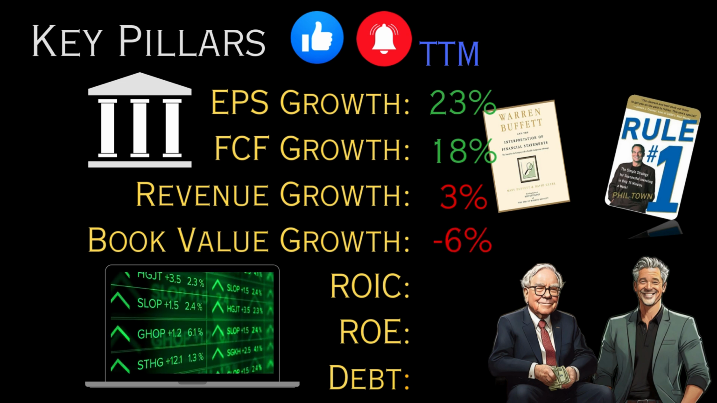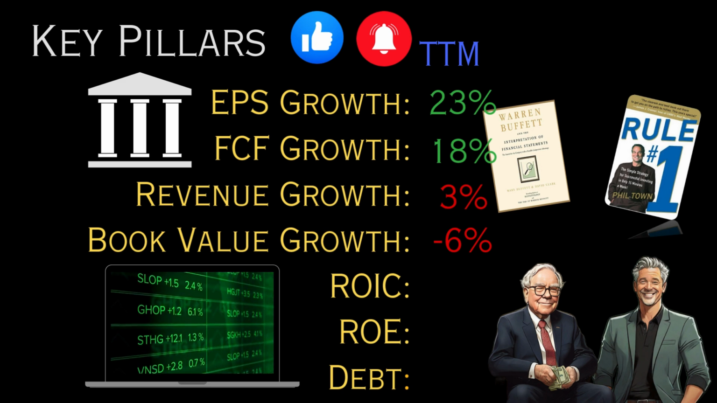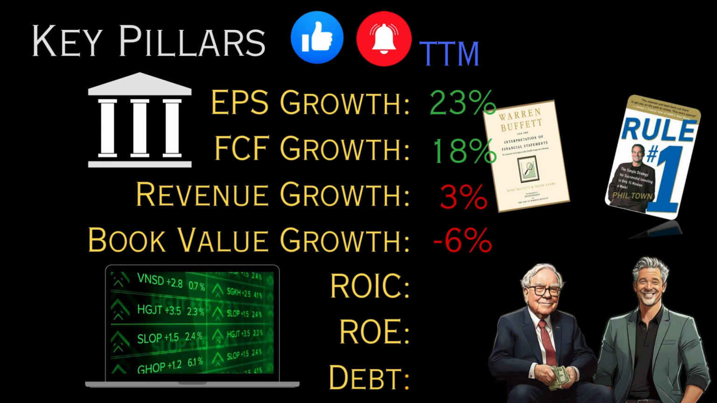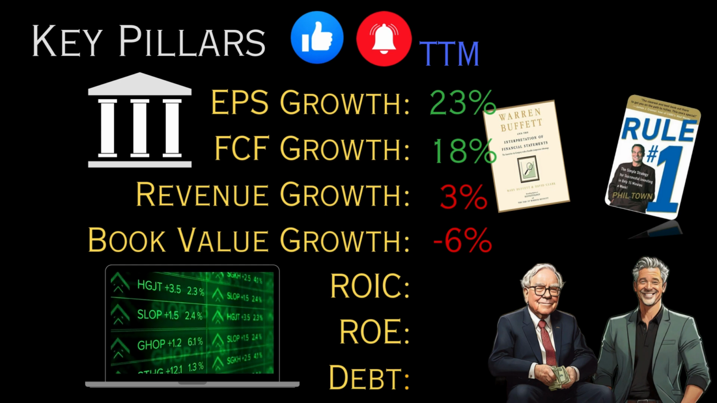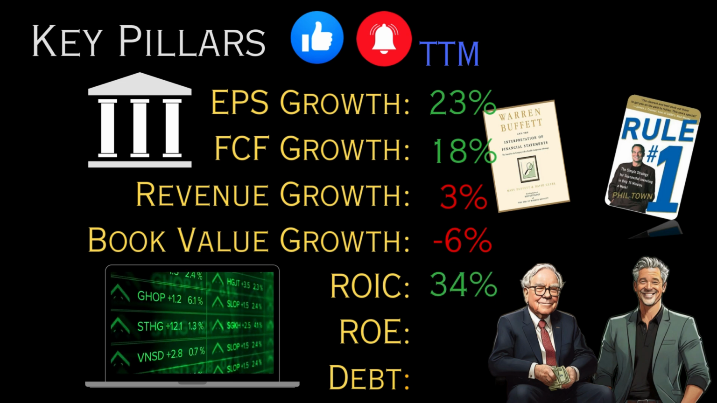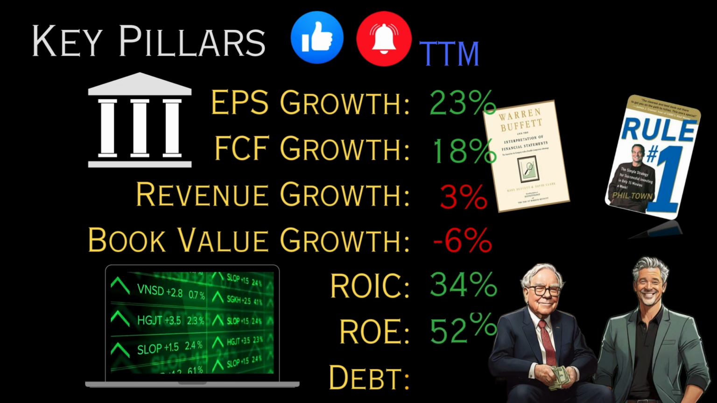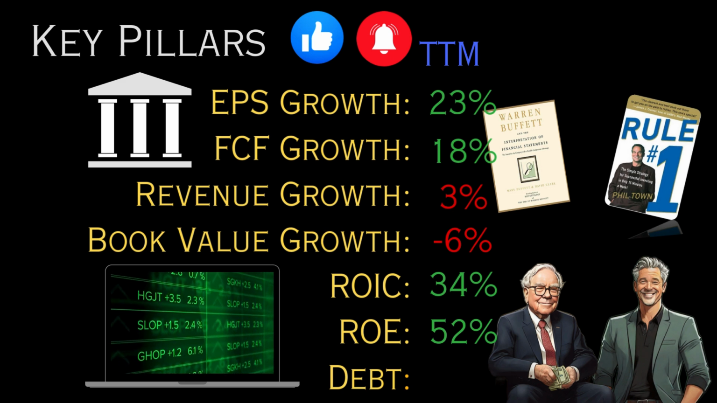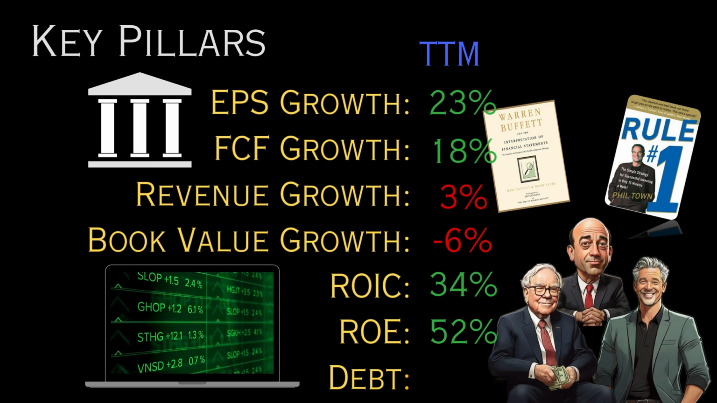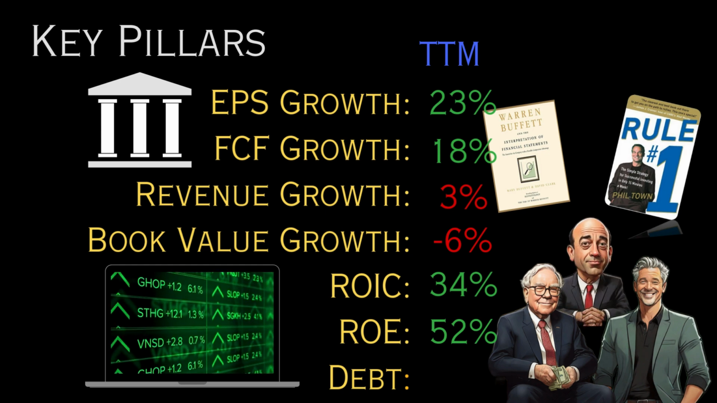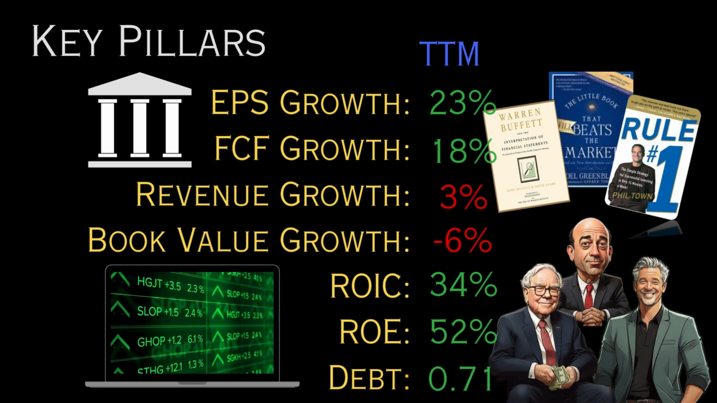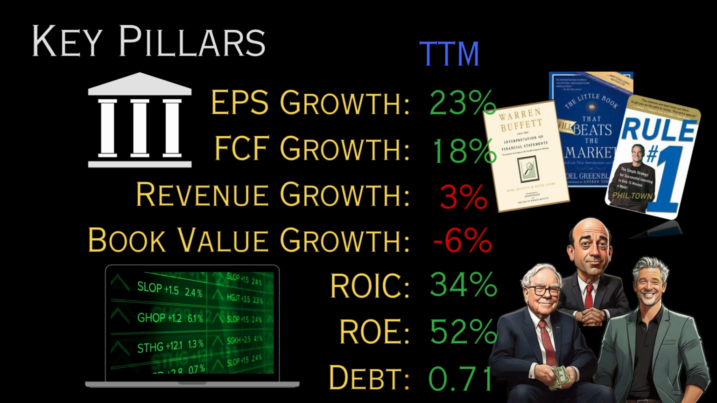We then assess the management of the business by looking at return on invested capital and return on equity. These measures allow us to evaluate a company's efficiency at allocating capital. For Adobe, return on invested capital is 34%, and return on equity is 52%, both far exceeding the 10% target, scoring 1 point for each. Now we move on to debt. Joel Greenblatt prefers companies that are able to pay off debt with their free cash flow within 3 years. Adobe's debt would take 0.71 years to pay off, which is well below the target and earns 1 point.